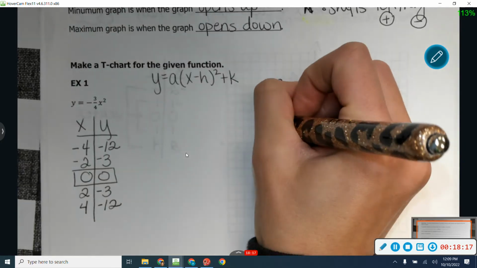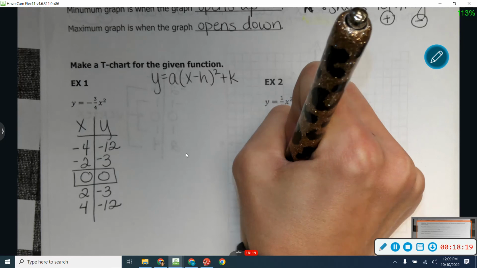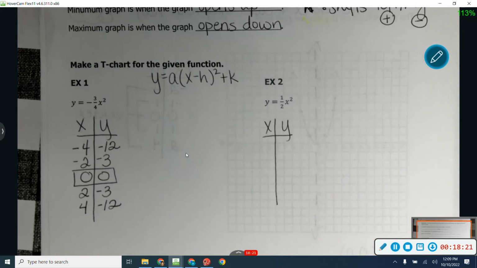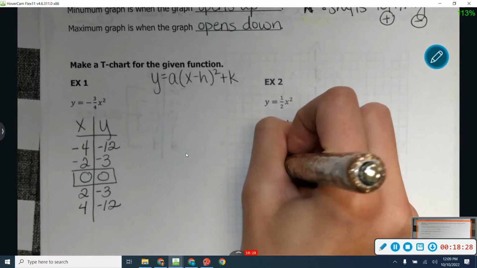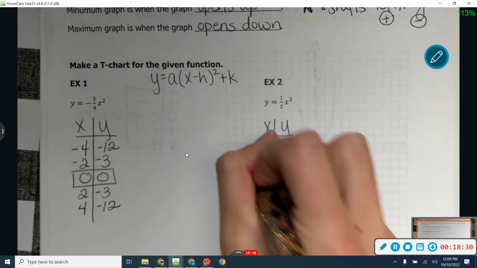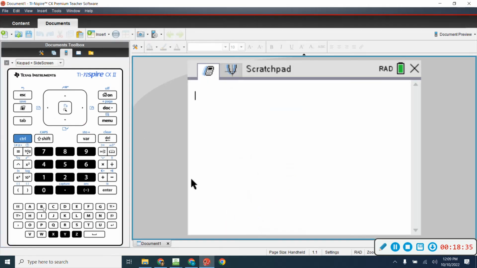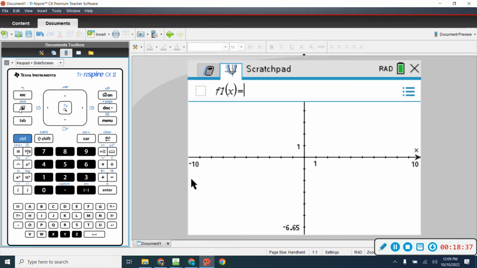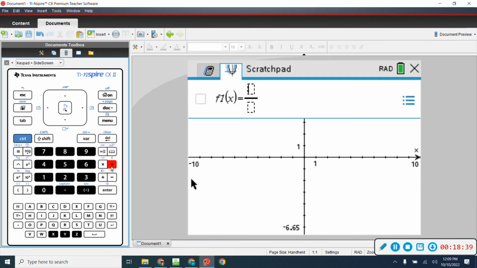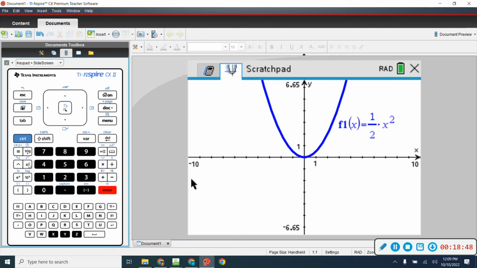So then, my next example, I've got 1/2 x squared. Look at that and tell me what your vertex should be. 0, 0 again. So I'm going to go back to my calculator, and I'm going to doc B it. And this time I'm going to have a positive 1/2 x squared. So before I graph it, what direction should it open, up or down? Up. Very good.